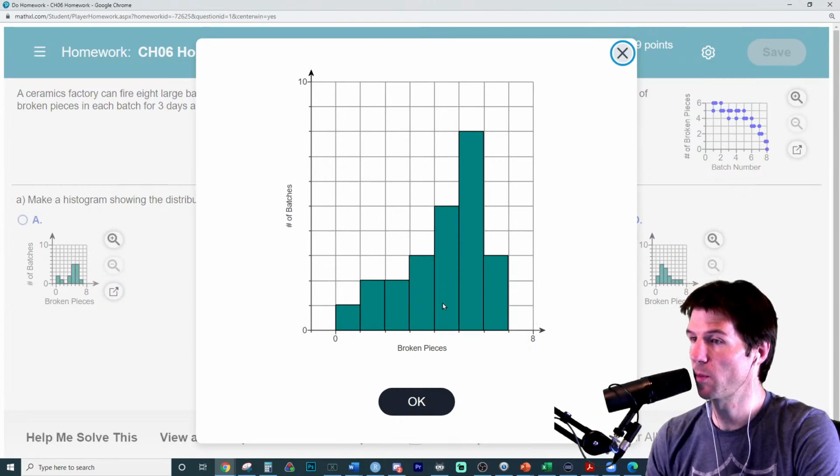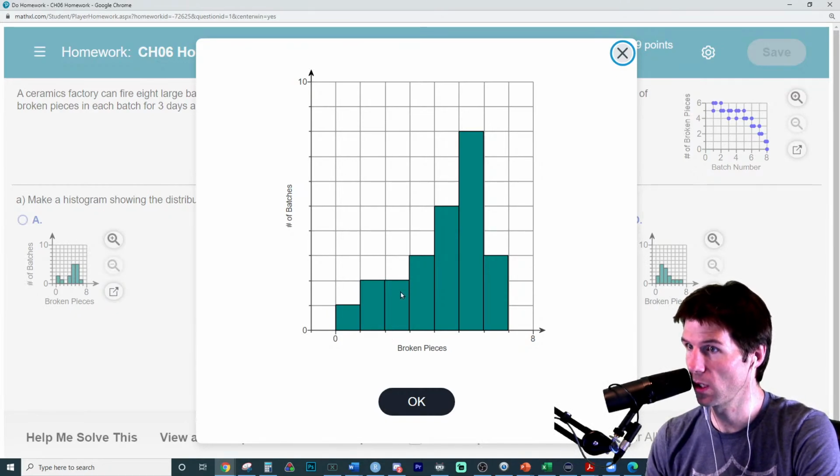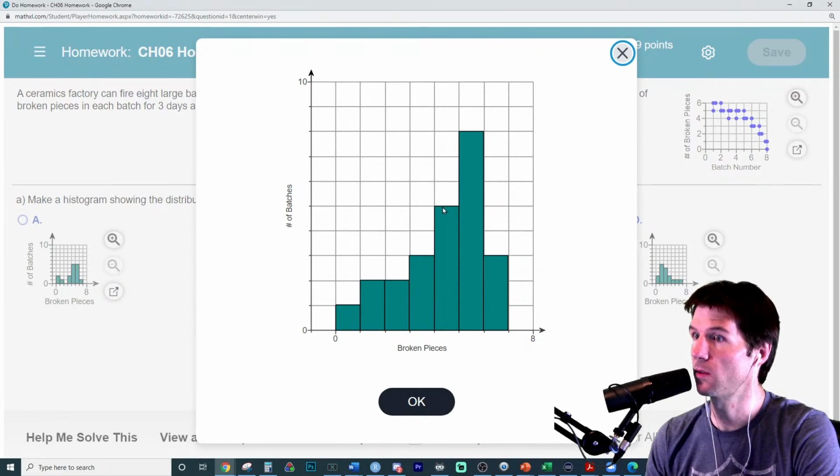And you can see here we have the number broken. It's only looking at the number of broken pieces. There were 0 broken pieces 1 time, 1 broken piece 2 times, 2 broken pieces 2 times, 3 broken pieces 3 times, 4 broken pieces 5 times, 5 broken pieces 8 times, 6 broken pieces 3 times. And that's what you see over here in this graphic.